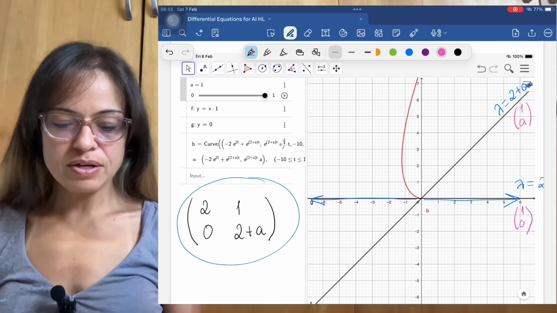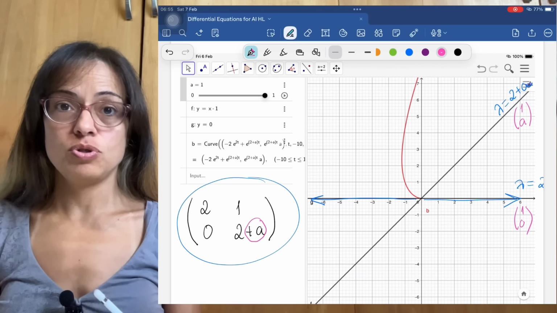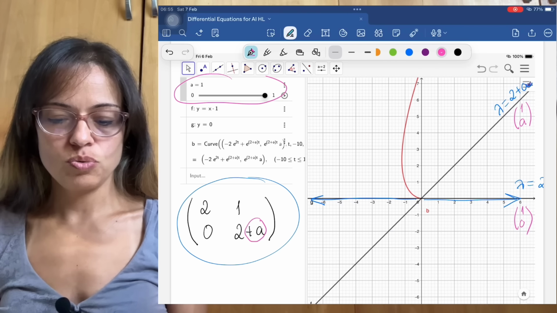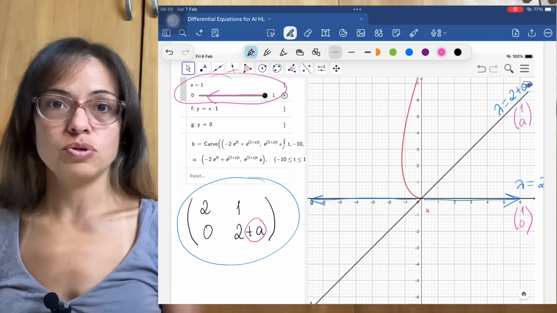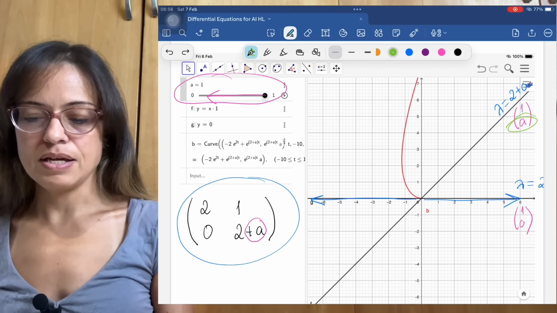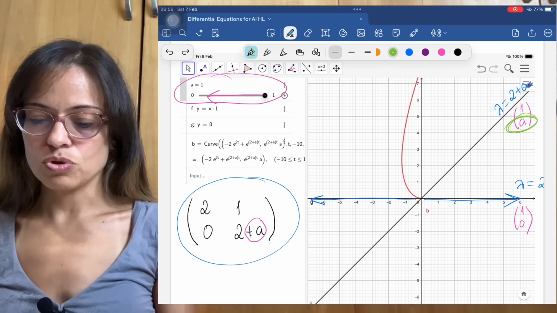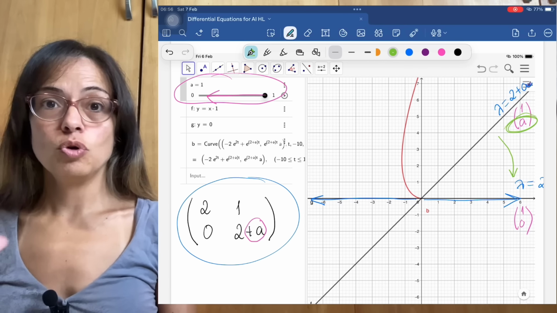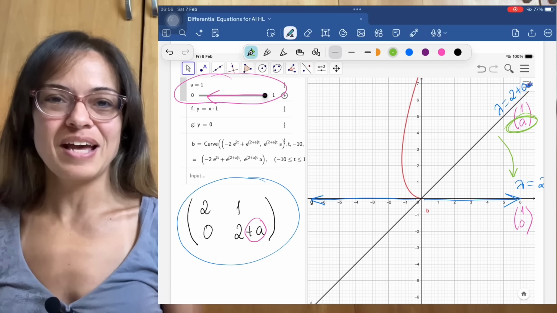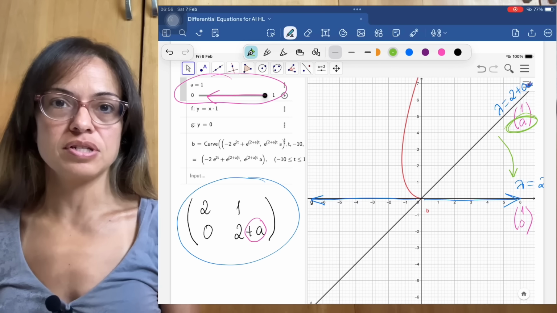But as we make this a get closer and closer to 0, which is what I plan to do with the slider here, that a is going to go to 0, then this a is also going to go to 0. So the two eigenvectors will become the same. That's why we didn't have two different eigenvectors in that case.